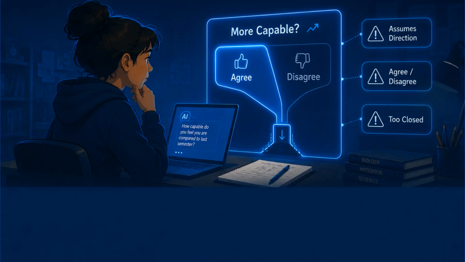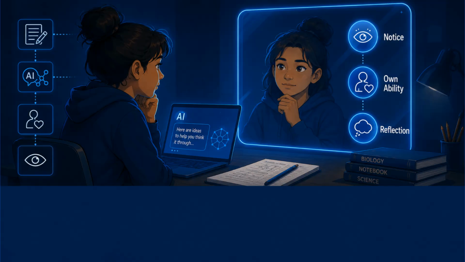A weak interview question would be, does using AI make you feel more capable? That question assumes the direction of the experience. It also invites agreement or disagreement instead of description. A stronger interview question would be, when you use AI during schoolwork, what do you notice about how you see your own ability? This invites reflection without assuming improvement.